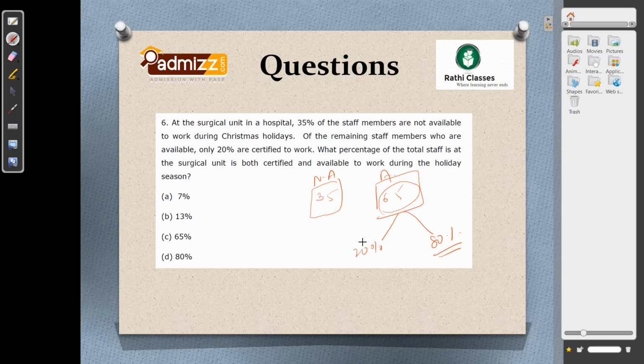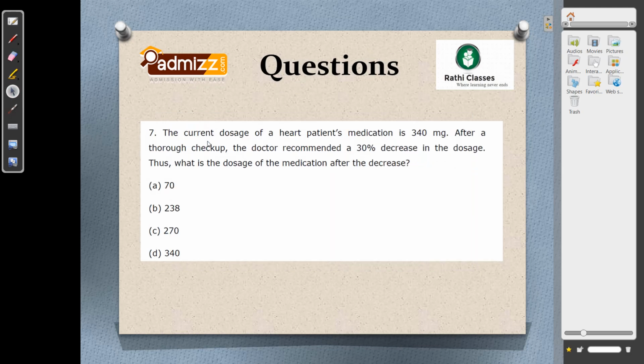So you need to take what? 20% of 65. 20% of 65 is nothing but 20 into 65. If you do, it is 130 into 10, 1300. As you need to give it in percentage, 1300 by 100 is nothing but 13%. So the answer is B. It is very easy to solve, you just need to understand the concept or the weak point in your mind. Moving on to the next question.